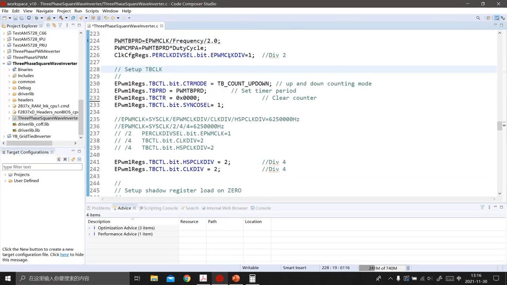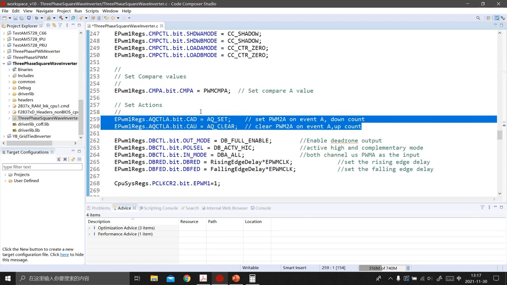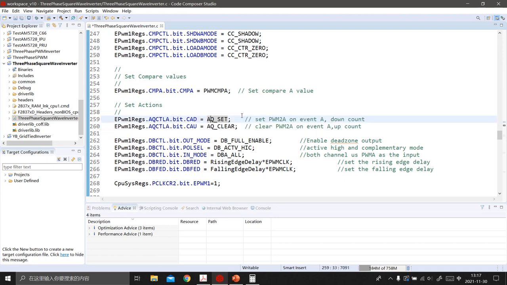By setting the EPWM clock div to 1, the HSP clock div to 2, and the CLK div flag to 2, the clock of the EPWM module is set to 6.25 MHz. And all three EPWM modules are operated with the same clock. They also have the same comparing behavior. If the counter is counting down, and when the counter equals CMPA, then the output of channel A will be set. If the counter is counting up, and when the counter equals CMPA, then the PWM output of channel A will be cleared.